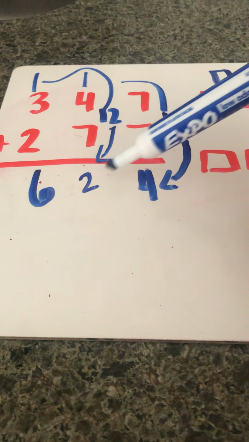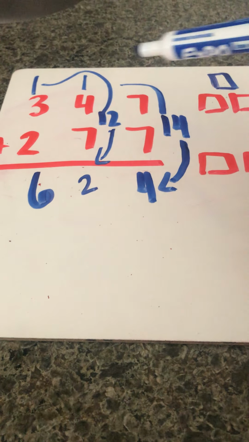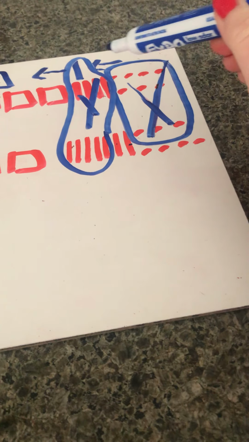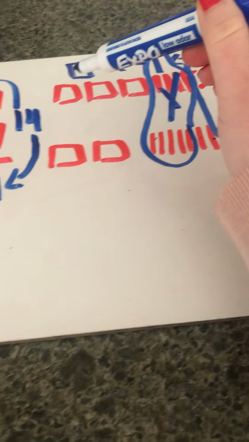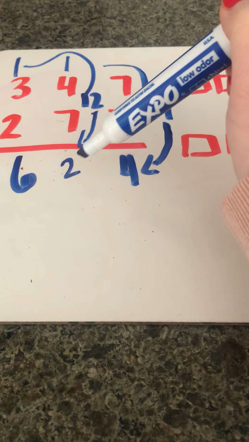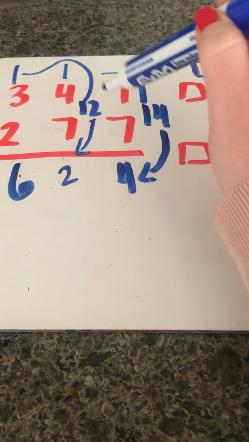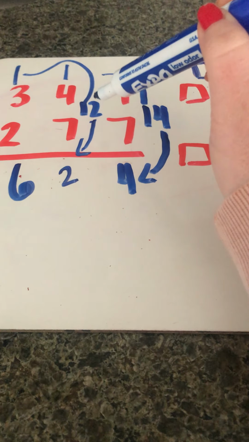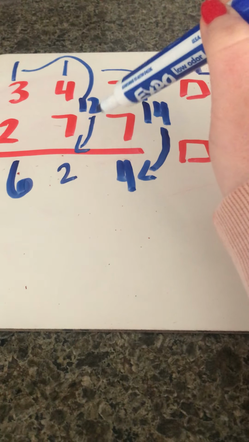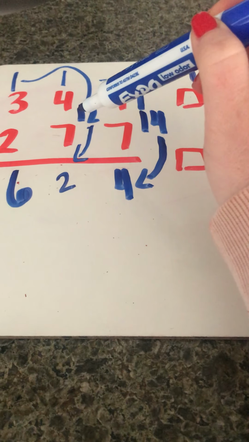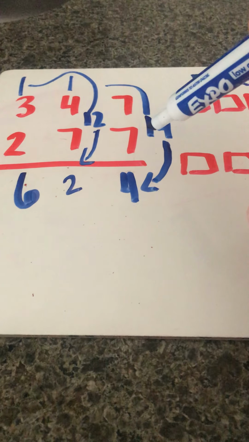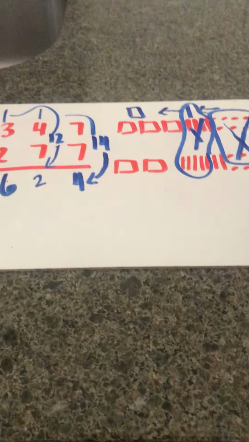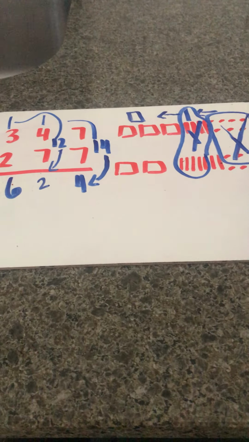Now, we did the same thing in the tens place as we did in the ones place. We're just regrouping ones and turning them into tens, and we're regrouping tens and turning them into hundreds. So when your answer is bigger than 9 in the tens place, like it is right here, you're going to do the same thing you've been doing in the ones place. So let me know if you have any questions.